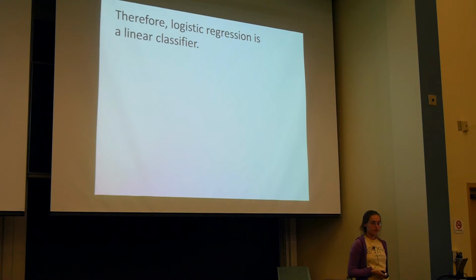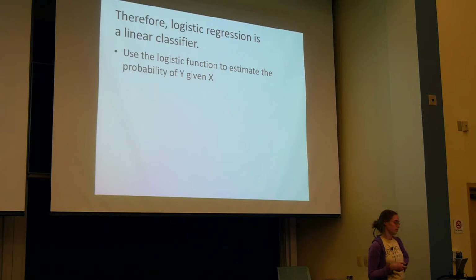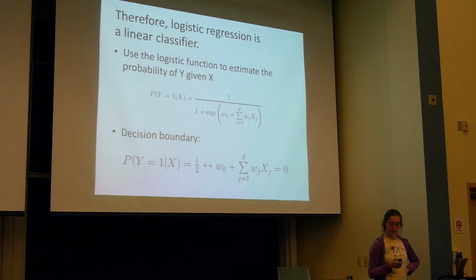Because of that, logistic regression is a linear classifier. We use the logistic function to estimate the probability of y given x, and then we model the probability with the logistic function. So then the decision boundary happens when this value here is 0, because that's when you switch to being right on the 1/2.